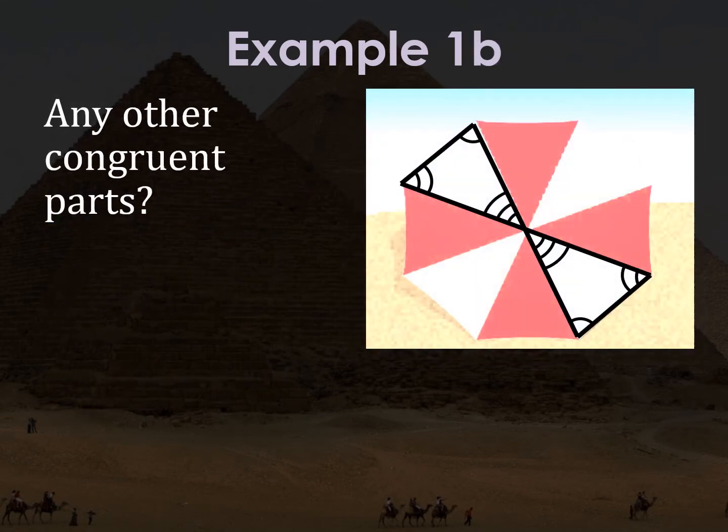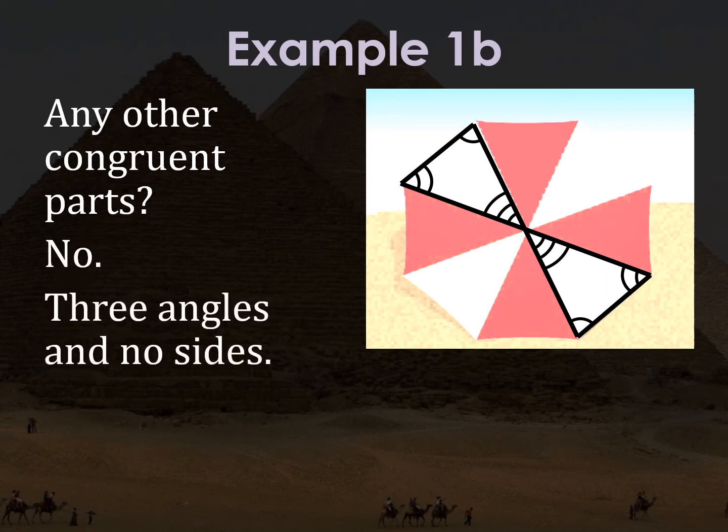1B. So now what we have are three pairs of congruent angles, including vertical angles. And the question is, are there any other congruent parts that we can identify? And the answer is no, because there are no sides that are marked congruent to each other. So we have three angles and we don't have any congruent sides, so we cannot prove that these two triangles are congruent.